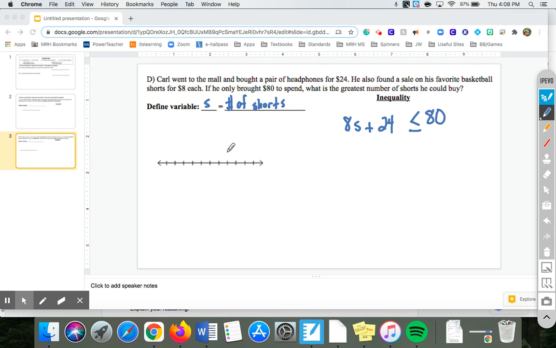So that is a glimpse into writing the inequalities. We're going to practice that in class and continue to get better with not only writing them, but also solving them. So if you have questions, please let me know.